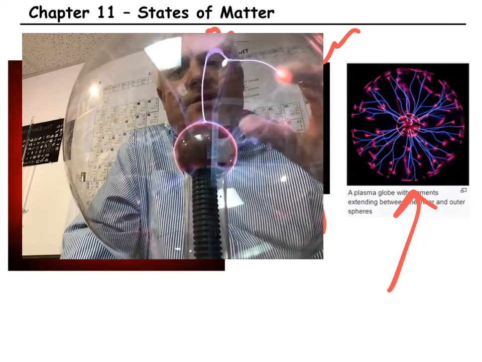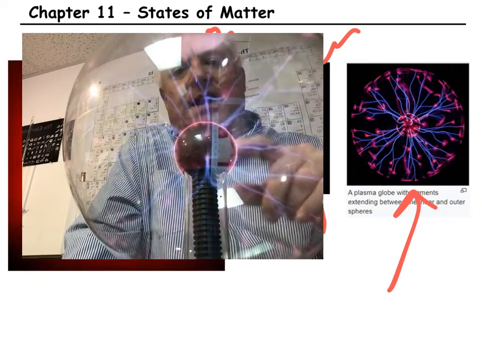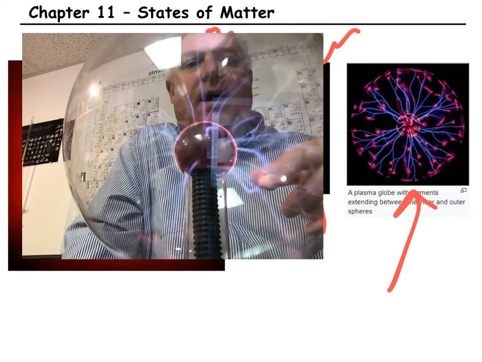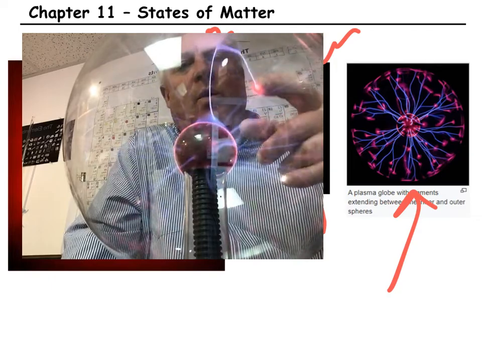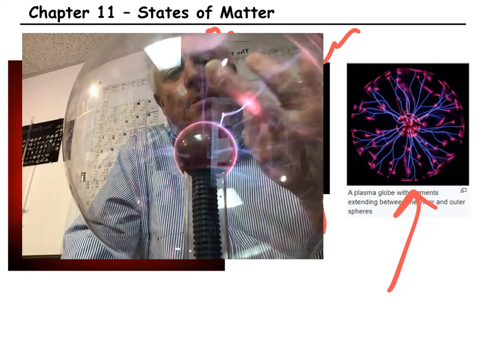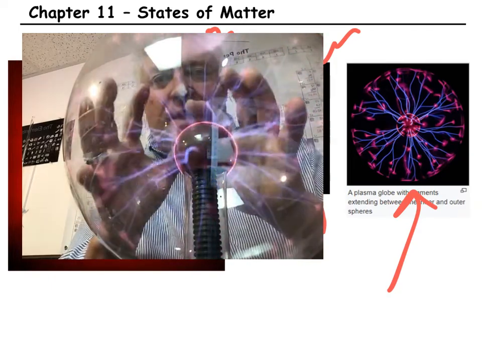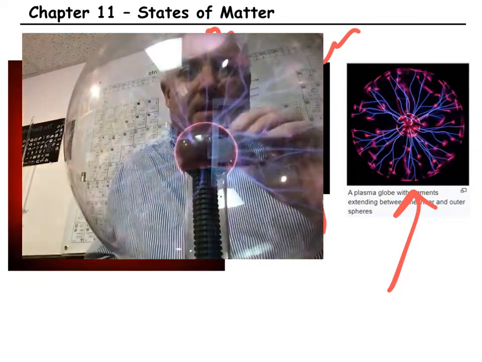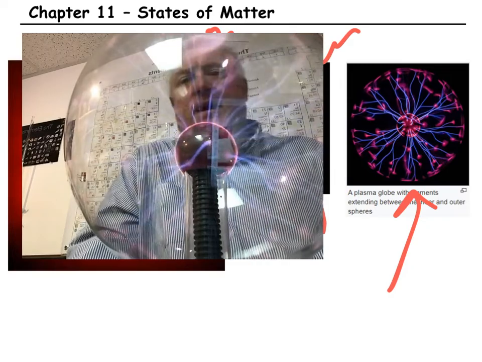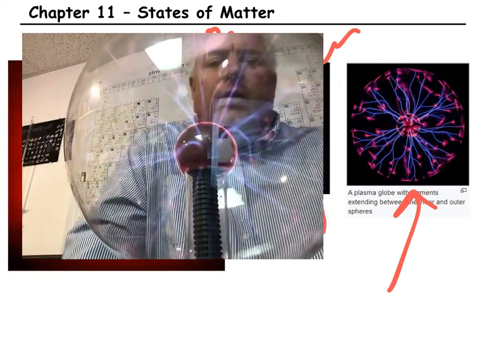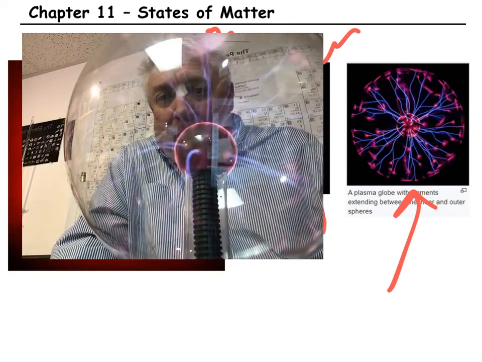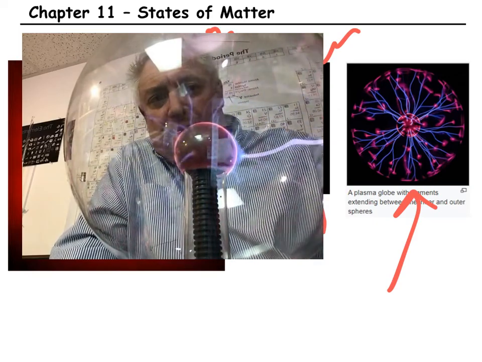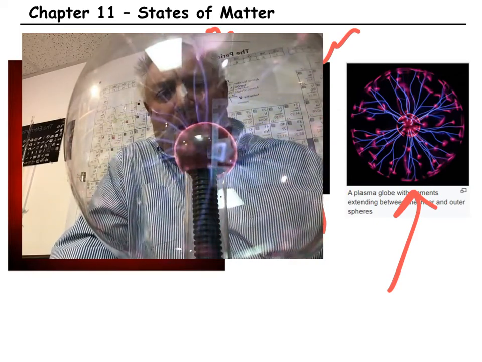Now, since there's very little gas inside there, any heat that's actually made here does not conduct outward very well at all, though you can feel a little bit of heat when you touch it. And plasma globes kind of got some weird effects, and these things you can buy on Amazon, about $20 or $30 depending upon how big they are. A plasma globe, just another example of a plasma.